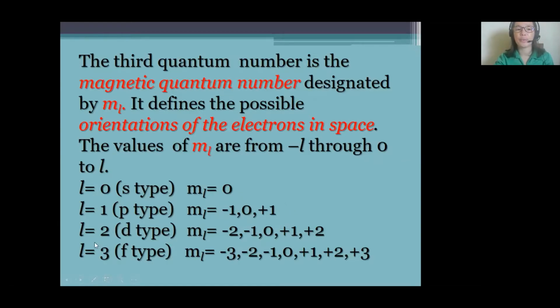In the d type, we have l = 2, so it's negative 2 to positive 2. And in the l = 3 or the f type, it's negative 3 to positive 3. Okay, so again, this is the magnetic quantum number.